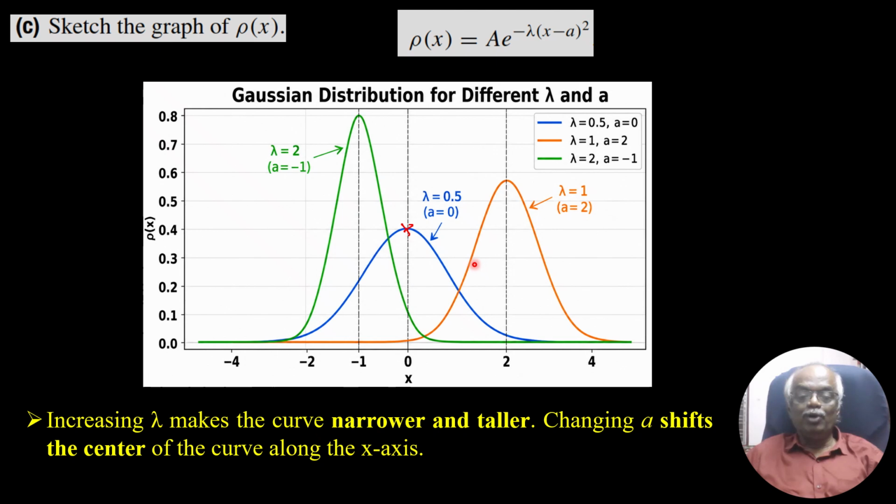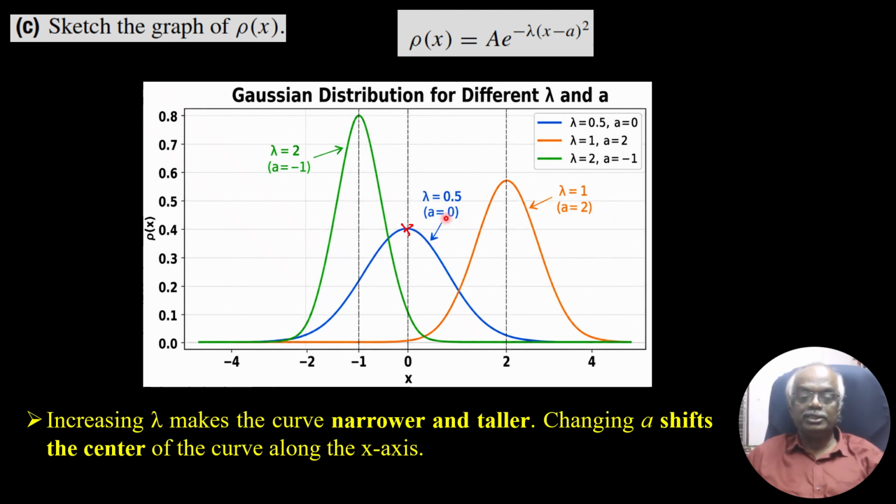Then what about the next case? That is lambda equal to 1, red color, and a equal to 2. So what will happen? It is centered around 2. The Gaussian is shifted from 0 to 2. So there is a shift and lambda is 1. So it is slightly higher than the center one because there lambda is 0.5. Here lambda is 1. So the higher the lambda, the taller and narrower.